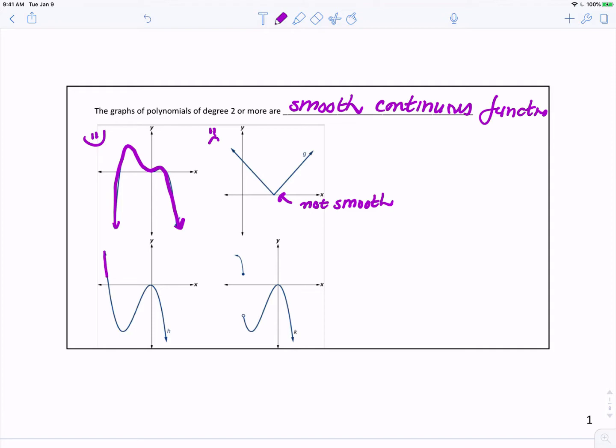Before I write the answer to this one, take a look at this graph. What do you think? Do you think that's a polynomial? Yes or no? Okay, well, hopefully you thought yes. It's a smooth, continuous curve.